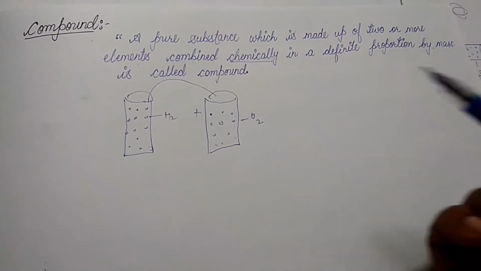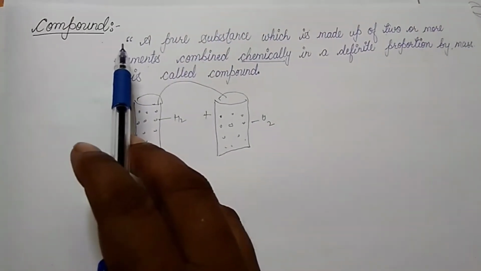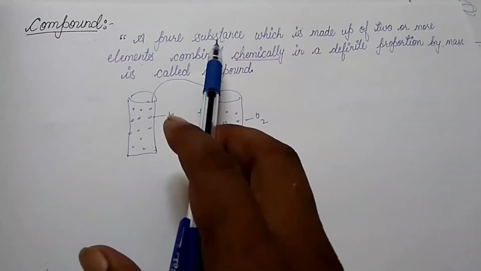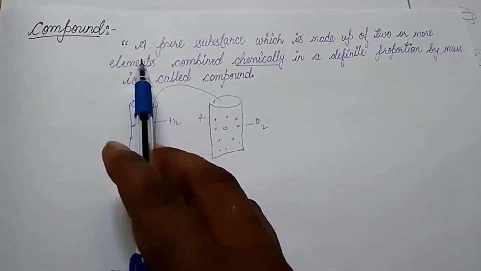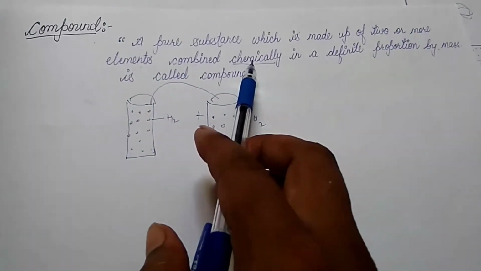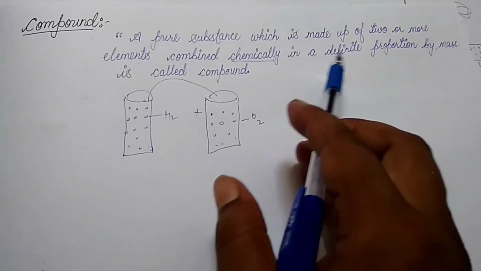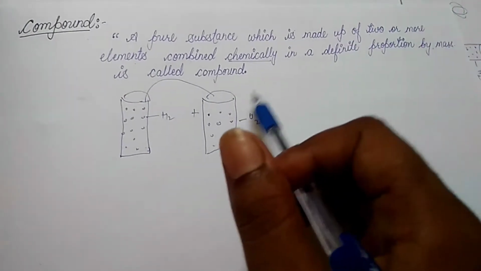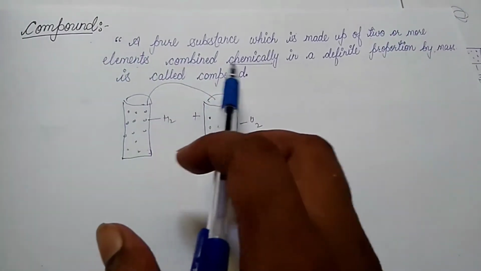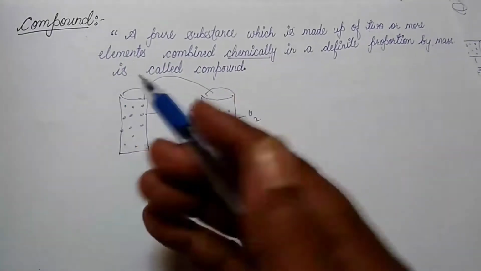Clear, children? See, a compound is a pure substance which is made up of two or more elements combined chemically in a definite proportion by mass. Let us take an example to understand this definition.